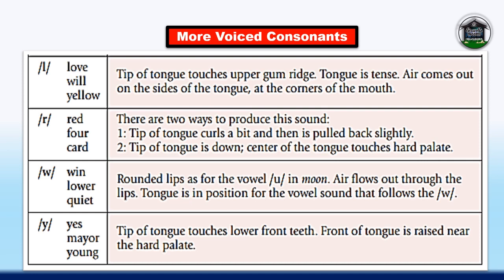Spelled with the letter R. Red, for, card. There are two different ways to produce this sound. One method is the tip of the tongue curls a bit and then is slightly pulled back. The other method is the tip of the tongue is down and the center of the tongue touches the hard palate.